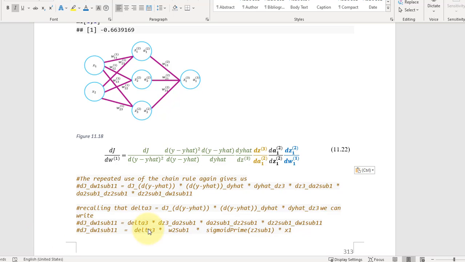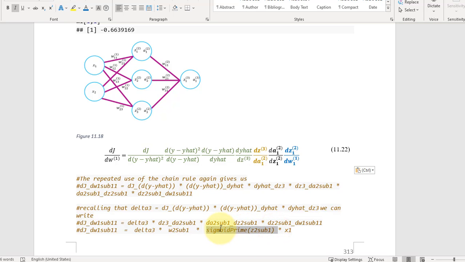So that's what we have here. First we have the delta 3, so that's here. Then W2 sub 1. And the next term here is the black one, which is dA21 over dz21. How do we get from here to here? That's the sigmoid. So we're doing the derivative of this sigmoid function with respect to this. So that's sigmoid prime with respect to z2 sub 1. So that's the black part.